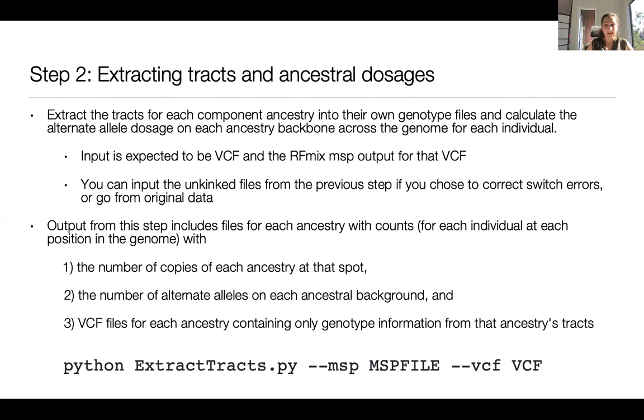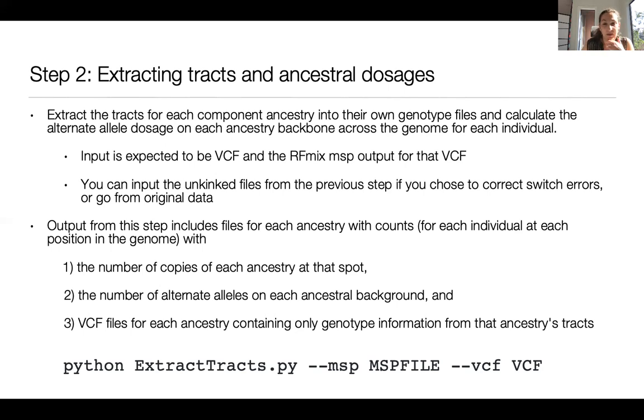This script now accepts an arbitrary number of ancestry calls, which is very exciting. So you can specify the number of component ancestries with the --num_anc flag. The default is 2. You can change it to however multi-way your population was. If your VCF file is gzipped, also include the flag --zipped. If not, leave that flag off.